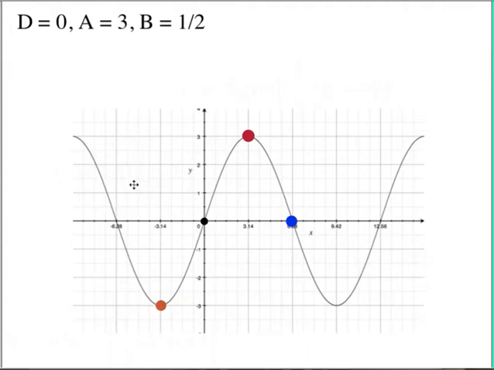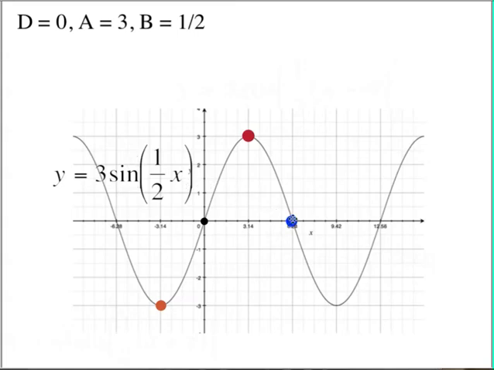So this black dot is going to be the equation y equals 3 sine of 1/2 x. Now, you don't have to add plus or minus 0 at the end of it because the middle is 0. It's a positive sine function because it's going up to the right. It's positive to the right, so this is a positive equation.